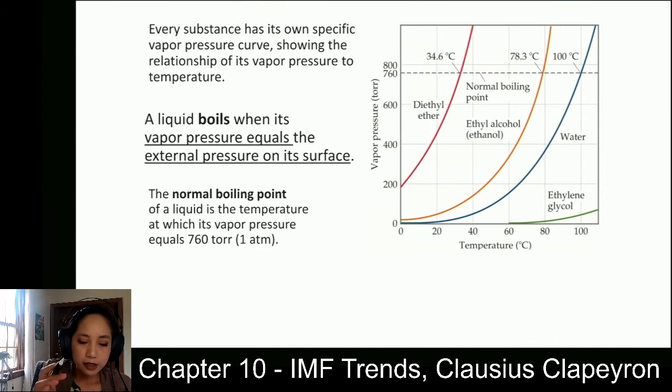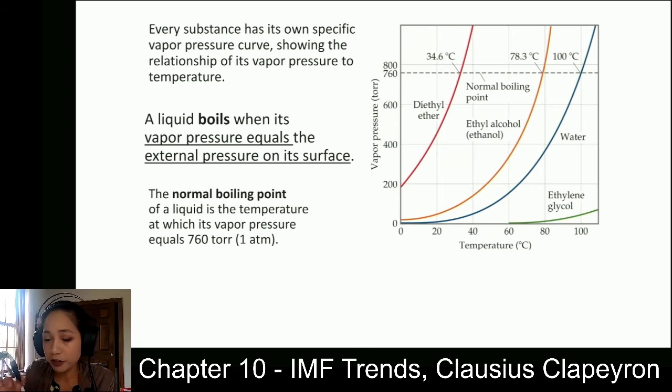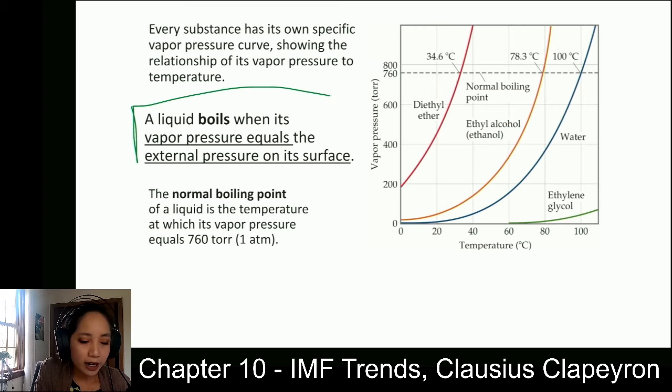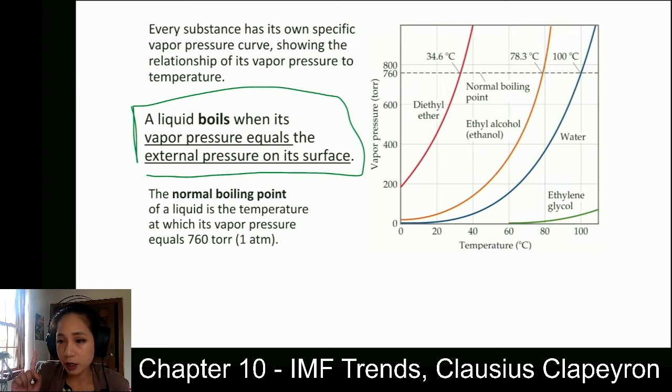Every substance, whether it's vinegar, water, whatever, has its own vapor pressure curve that relates the vapor pressure, or the pressure of gas above the liquid surface, to temperature. When a liquid boils, and this is an important thing, the vapor pressure above that liquid is equal to the external pressure on its surface. So on Earth, what is the external pressure? Well, that is 1 atmosphere.